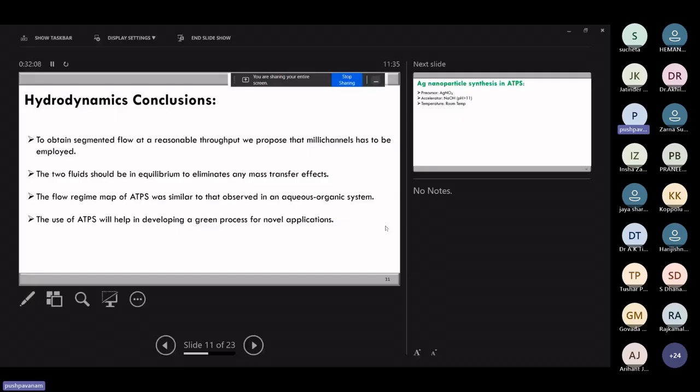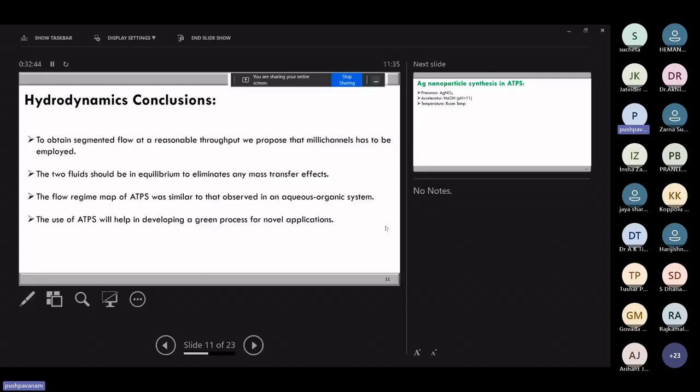So by way of conclusions for the hydrodynamic part, what I'm saying is that the segmental flow and the reasonable throughput can be obtained by using a milli channel. In a micro channel, your throughput will be very, very less. Your flow rate will be very, very less. So go to millifluidics. The two fluids should be in equilibrium. What I'm pumping in should be in equilibrium, which is the PEG rich and the citrate rich, so that there's no mass transfer. And then I'll get uniform size slugs.